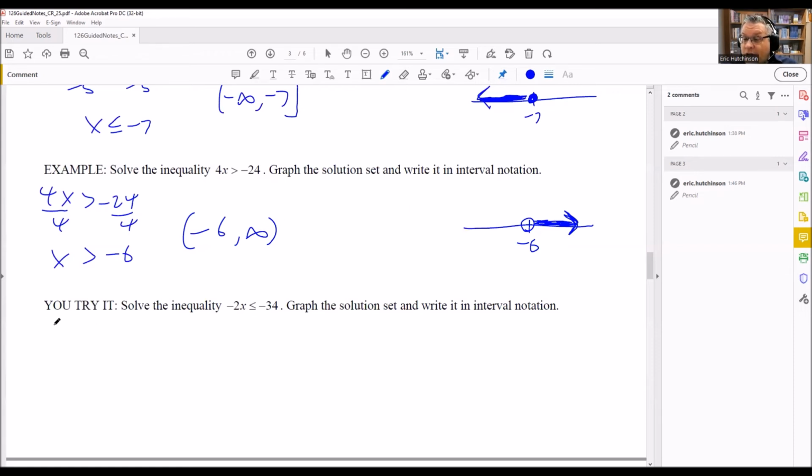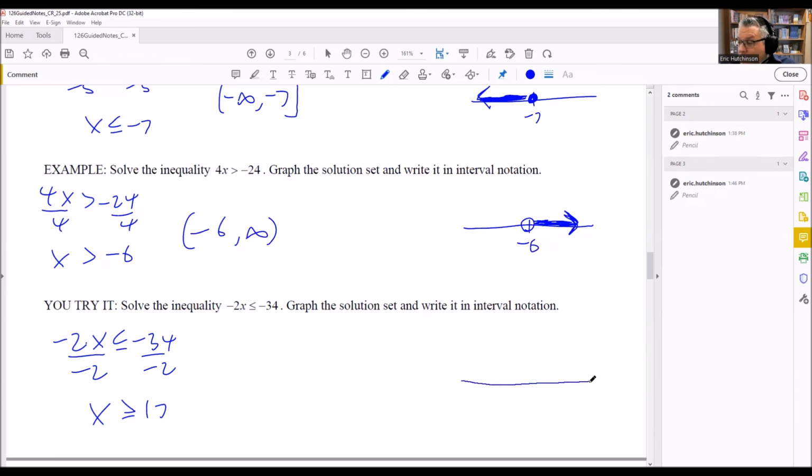Now, the last one we have, -2x less than or equal to -34. We want to first start by dividing. For these last three problems, we're doing division because we want to undo the multiplication. We want to get rid of the number that is in front of the x. That's why we do the opposite operation. Divide both sides by -2. Because we're dividing by a negative, this is another case where the sign is going to flip. So it reverses. Now it's going to be x is greater than or equal to positive 17, because you have a negative over a negative there.